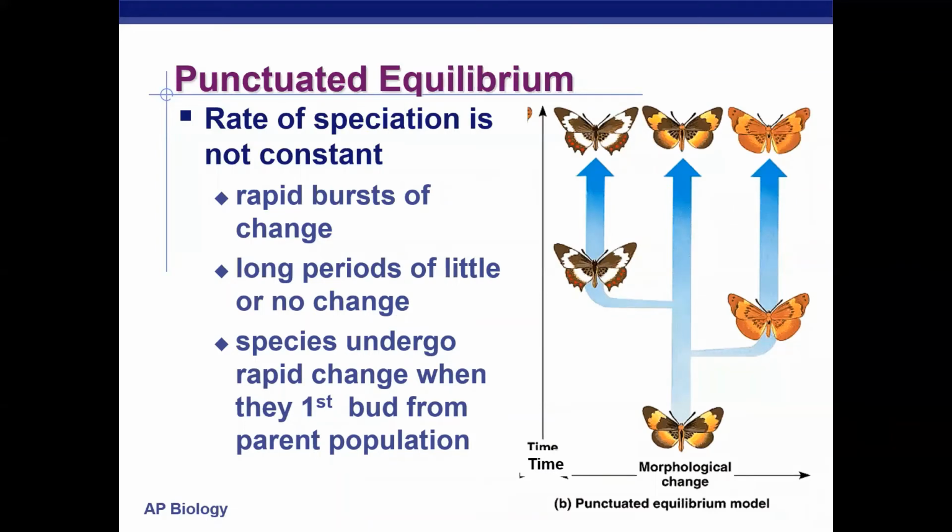Now, which one is it? Is it gradualism? Is it punctuated equilibrium? We actually have evidence for both. The fossil record shows that some life has gone through gradualism, other life has gone through punctuated equilibrium. So both of these have actual evidence for them.